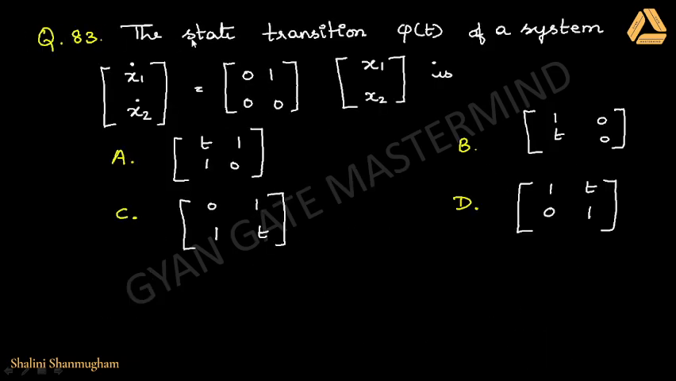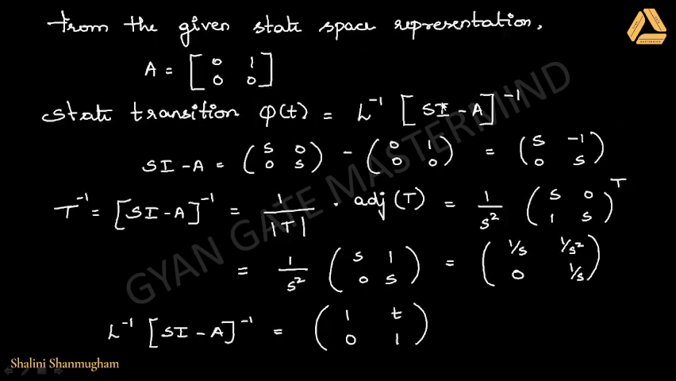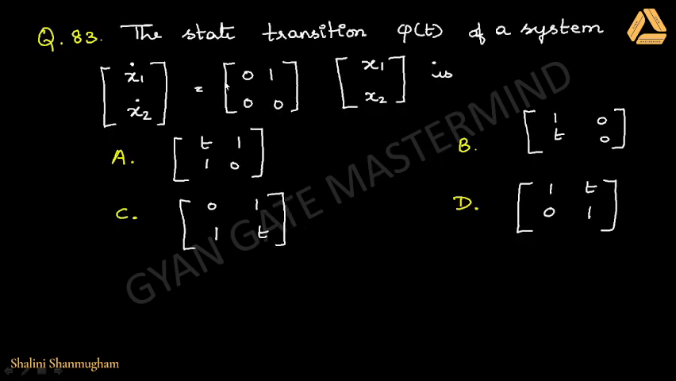Coming to the 83rd question, the state transition matrix phi of t of a system. They have given the state representation of the system and are asking to find the state transition matrix. The formula is the inverse Laplace transform of sI minus A whole inverse, where s is a complex number multiplied with the identity matrix I, which is then subtracted from the A matrix obtained from the given state representation.